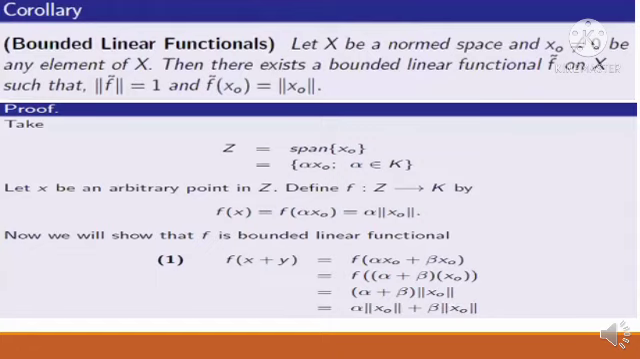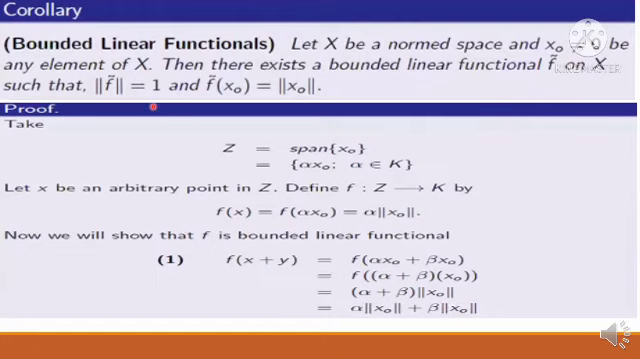And to prove this corollary using the Hahn-Banach theorem for normed spaces, we need two things. First we need a subspace Z, and second we need a bounded linear functional which is defined on this Z. And here we are given just one vector, and you will see how we create a subspace using only this one vector, and how we find a bounded linear functional.